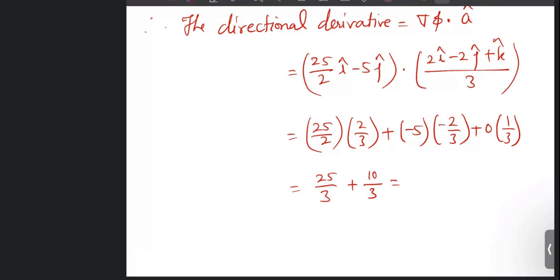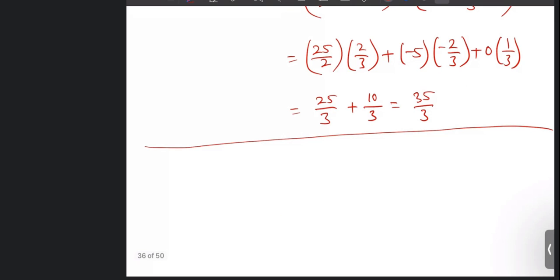That is 35 by 3 will be the directional derivative of this grid phi in the given direction. This is the way to find out the directional derivative. Similarly, you can determine another question for the directional derivative.